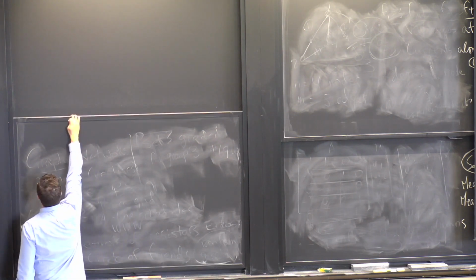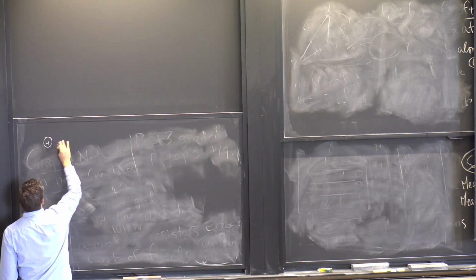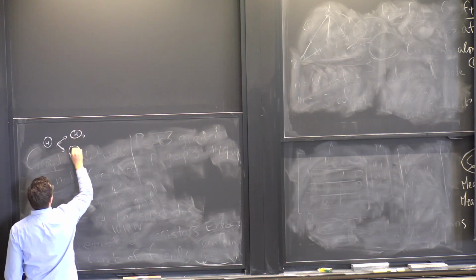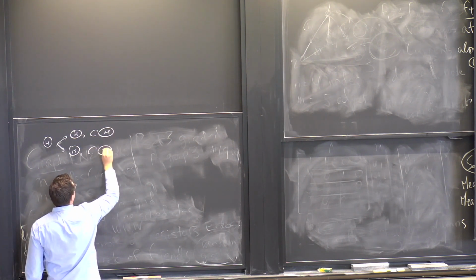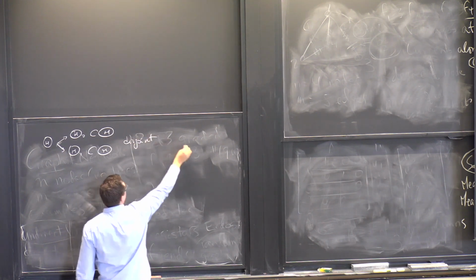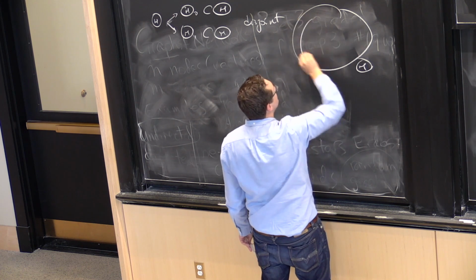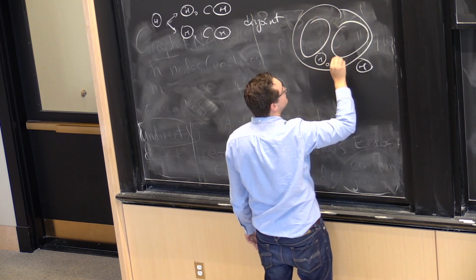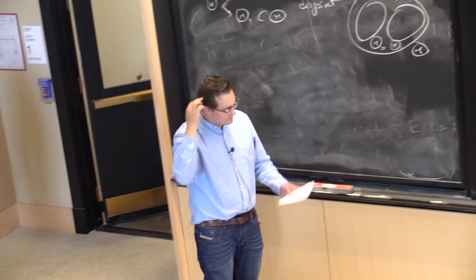The first thing is that we split theta into theta naught and theta 1. Both are included in theta, and they're disjoint. So I have my set of possible parameters, and theta naught is here, theta 1 is here, and there might be something that I leave out.